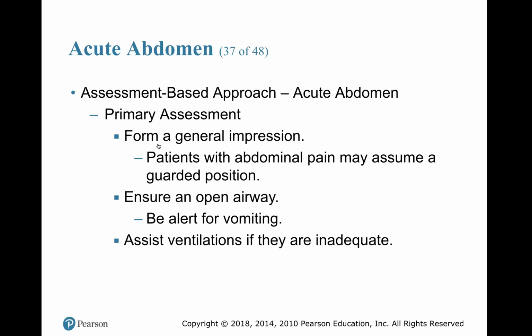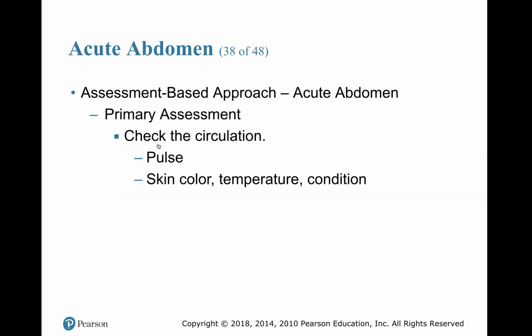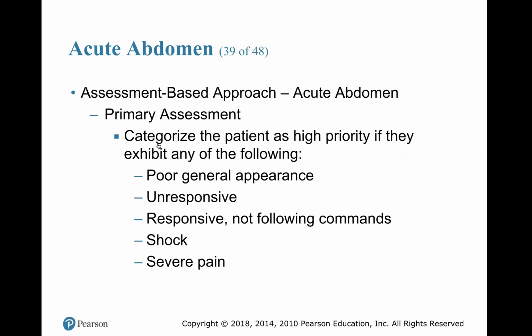Your primary assessment: perform a general impression. Patients with abdominal pain may assume a guarded position. That means they are guarding their abdomen, they're in pain. Ensure an open airway, be alert for vomiting, and assist ventilations if they are inadequate. Check the circulation: pulse, skin color, temperature, and condition. Categorize the patient as high priority if they exhibit any of the following: poor general appearance, unresponsive, responsive but not following commands, shock, and severe pain.